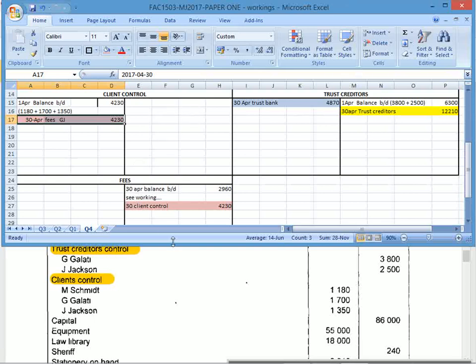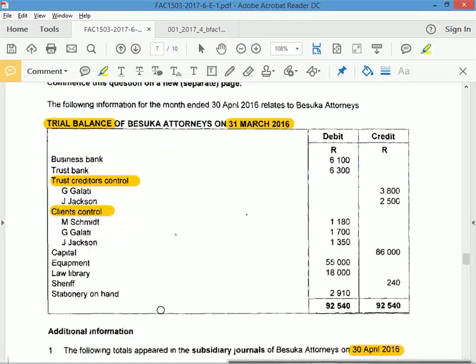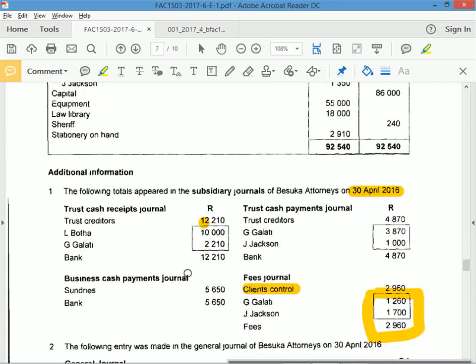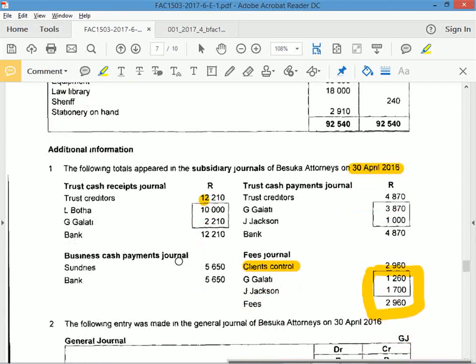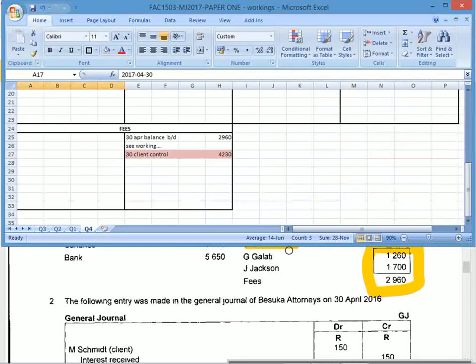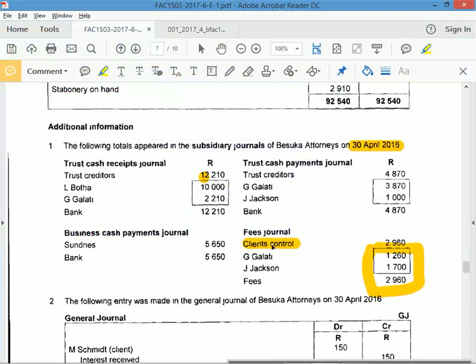Okay. Capital don't need, equipment don't need, law library don't need, sheriff stationery don't need. Okay, additional information points. We looked at this. We recorded everything. That was the last bit that we looked at. Did I have the right figures? Let's check.